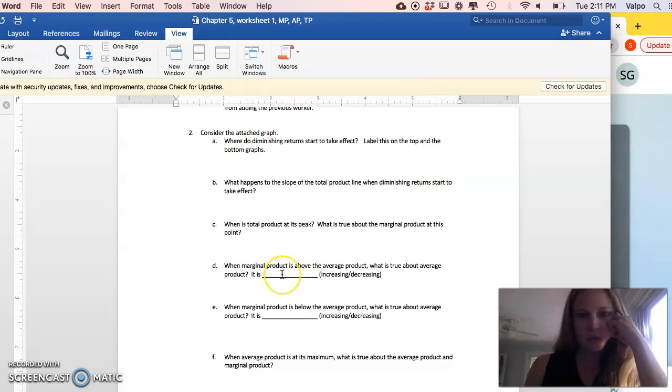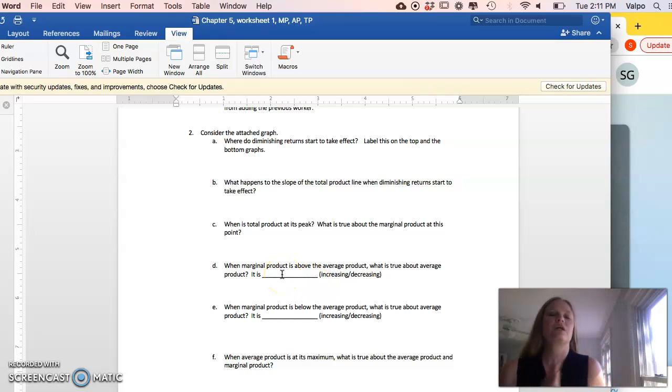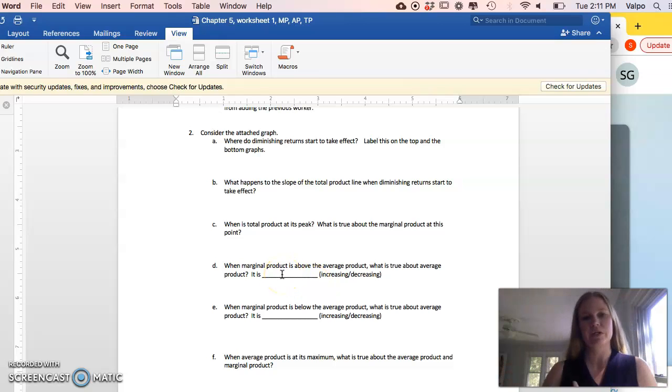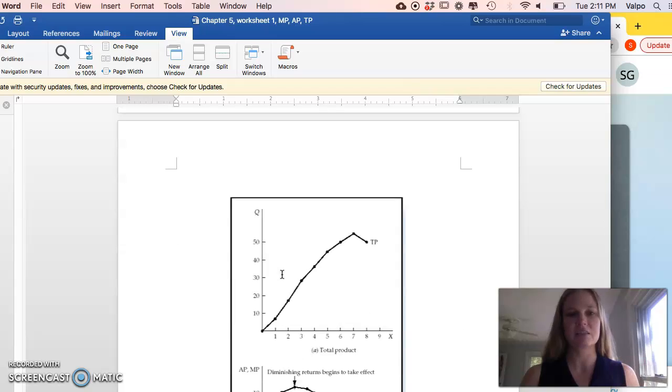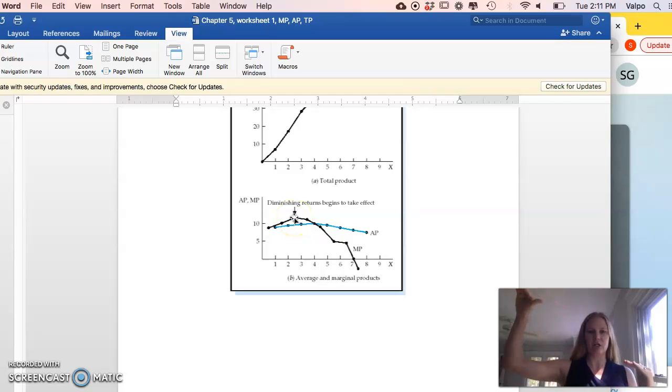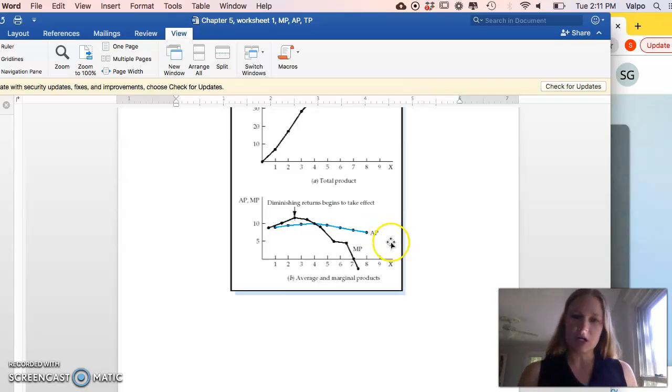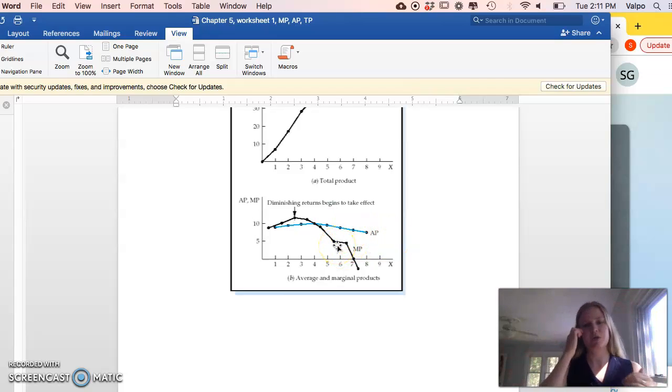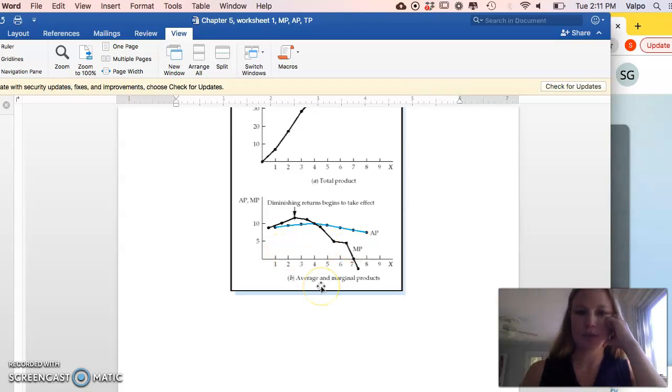All right, this is an important part here. So hopefully you guys got this. When marginal product is above the average product, what is true about average product? Let's look at this. When the additional product is greater than the average, it brings the average up. So average product is increasing. When marginal product is less than average product, it brings it down. Now, I like to think about the cumulative GPA here.